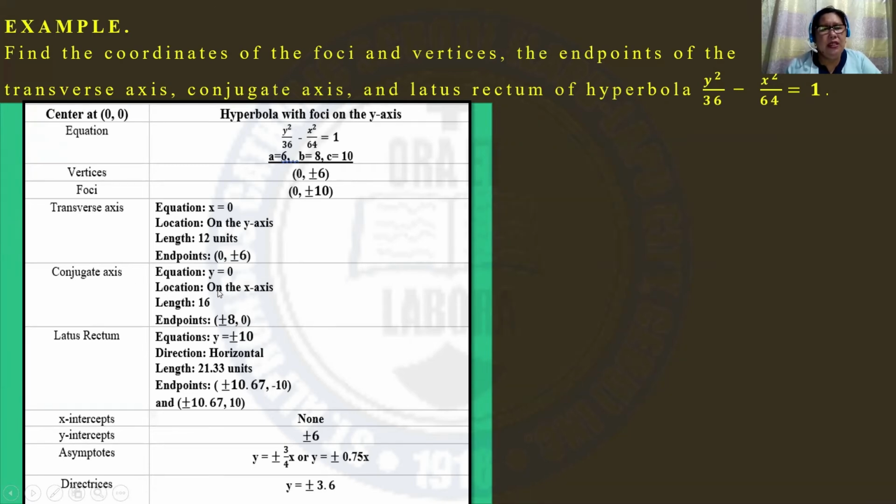Equation of the conjugate axis is y is equal to 0, located on the x-axis. The length is 16. Endpoints are positive, negative 8.